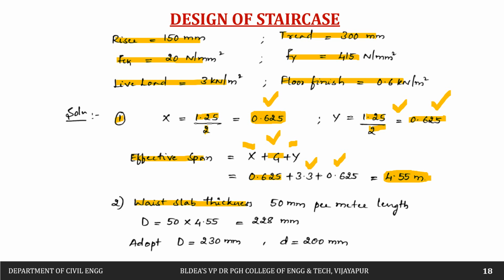Then next is waist slab thickness. We will assume 50 mm per meter length. So therefore depth will be 50 multiplied by effective span, 4.55. We will get 228 mm, or we can assume overall depth as 230 mm and effective depth as 200 mm.